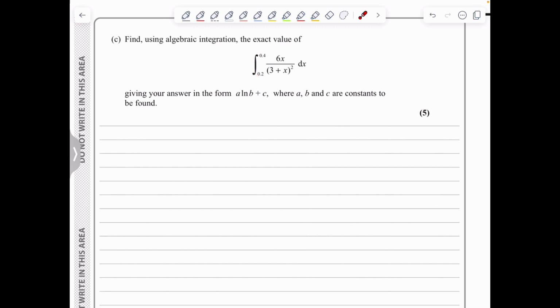In part C, we need to use algebraic integration to find the exact value of the same integral, and we need to be giving our answer in the form a ln b plus c, with a, b, and c being constants to be found. And one way I could approach this is through a substitution. So I will let u be x plus 3, which means that du is equal to dx. I will also change the limits, so when x is 0.2, we get that u is 0.2 plus 3, which is 3.2, whereas when x is 0.4, we get u to be 0.4 plus 3, which gives an answer of 3.4.